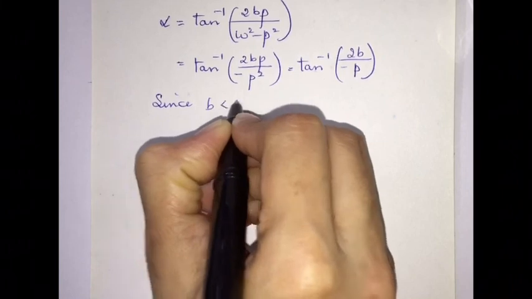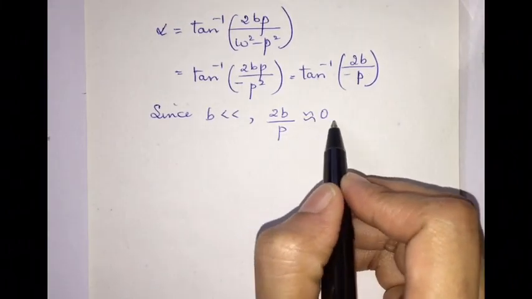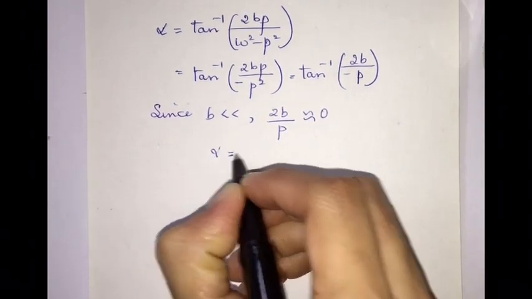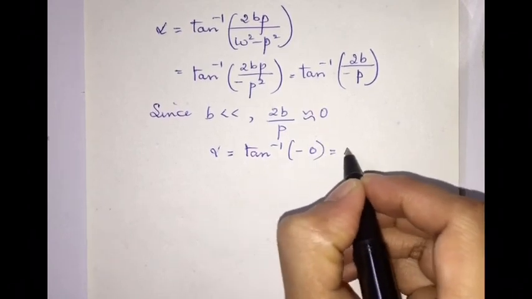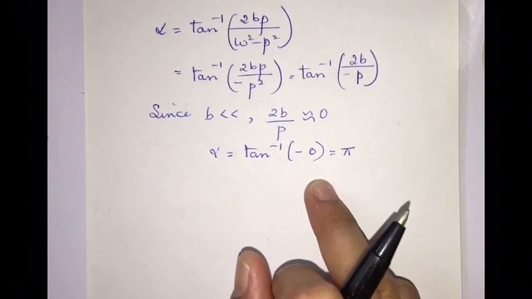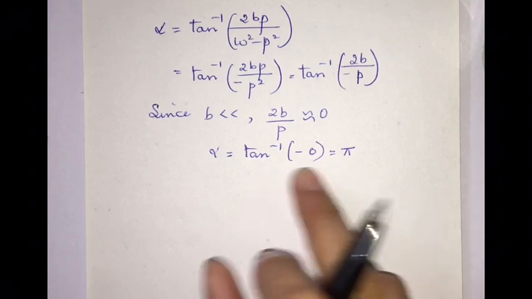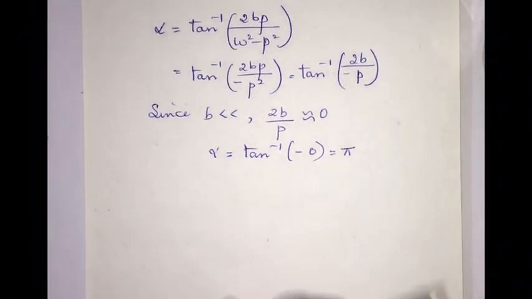Since b is very small, 2b by p is equal to 0, and that's why alpha will be equal to tan inverse of minus of 0, which will be pi. So as p becomes larger, the displacement develops a phase lag that approaches the value of pi with respect to the phase of the applied force.